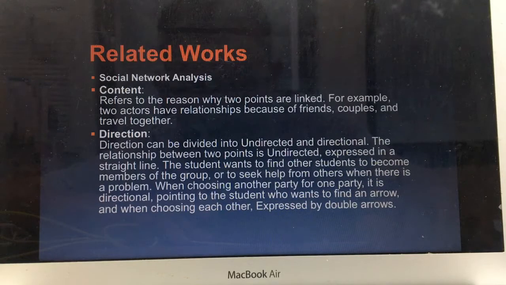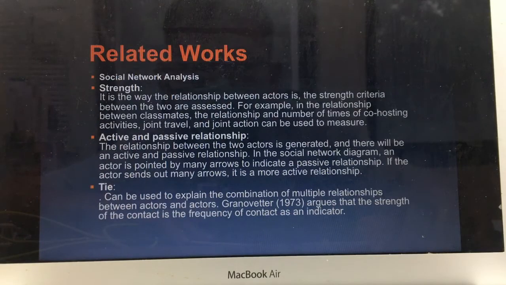When a student wants to find students to become members of the group, or to seek help from others when there are problems, choosing another party for one party is directional, pointing with an arrow to the student they want to find. When choosing each other, it is expressed by double arrows. And we can also analyze the strengths. It is how strong the relationship between actors is. The strengths criteria between the two exist.